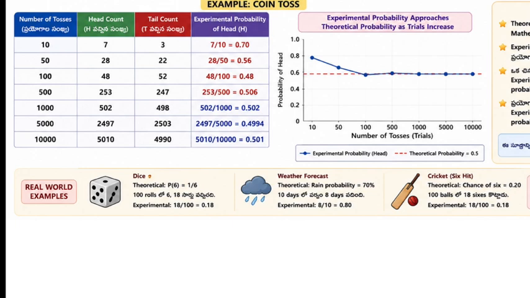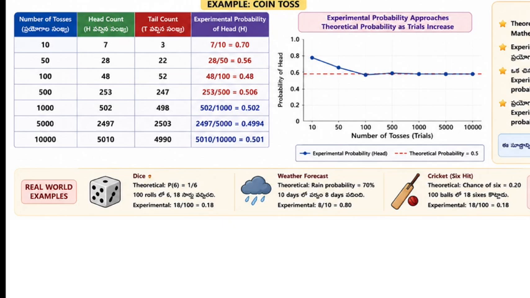Coming to the law of large numbers, as we discussed in our previous video, when the number of trials increases, the experimental probability and the statistical or mathematical probability become the same. Initially, when trials are few, the experimental probability may be different from the theoretical probability. As the trials increase, these two become almost the same.